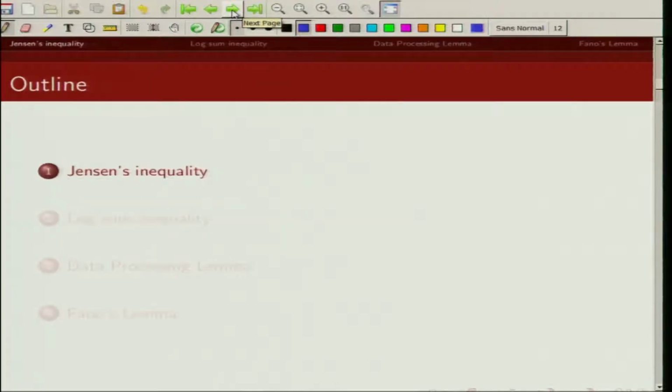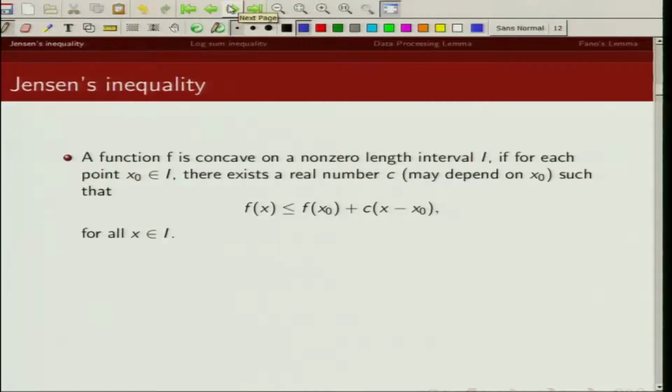So let's start with Jensen's inequality. Before we go to Jensen's inequality, let's see what we mean by a function being concave or convex. A function f is concave over a non-zero interval I if for each point x naught which belongs to this interval I, there exists a real number c such that this condition holds. Now what is this condition?